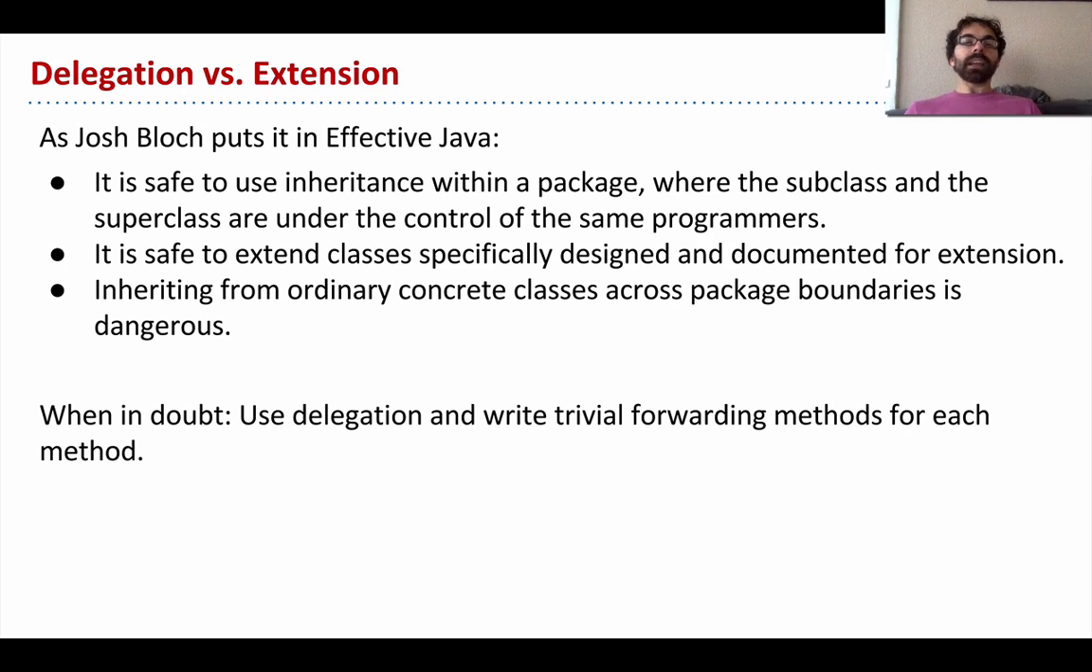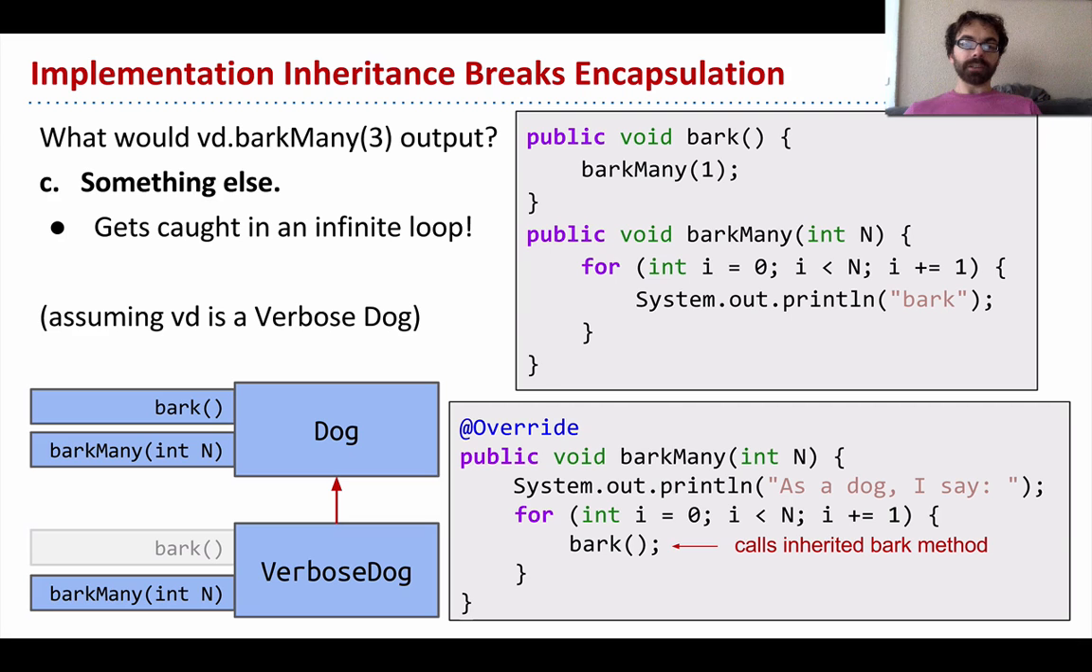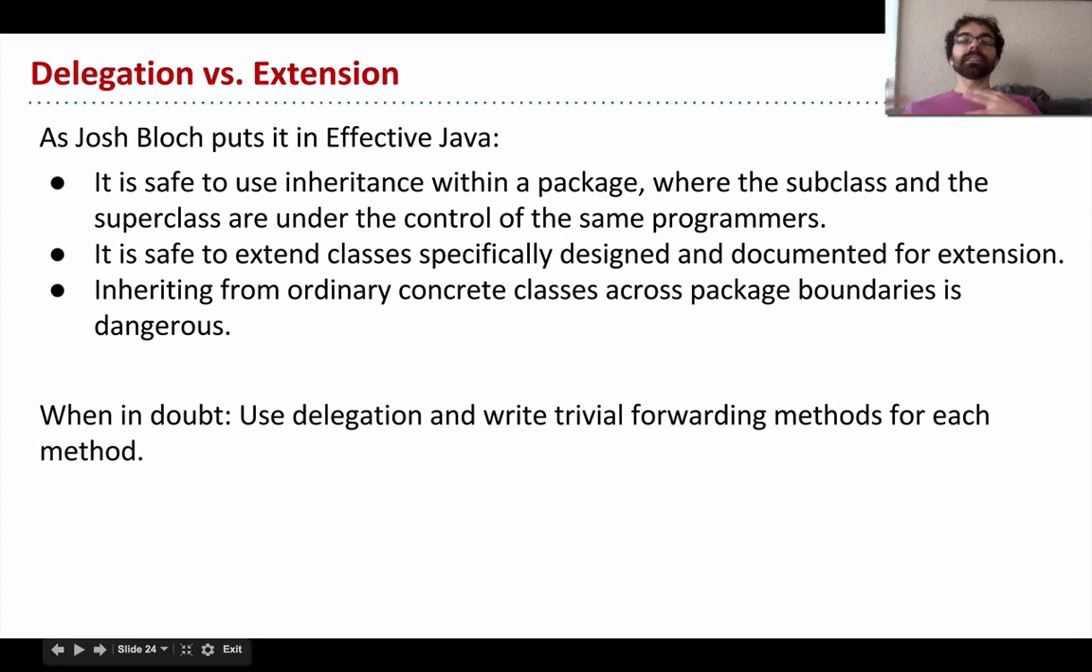It is safe to use inheritance within a package where the subclass and the superclass are under the control of the same programmers, the same people. They know each other, they talk. It is safe to extend classes that are specifically designed and documented for extension. So Dog, for example, was not designed for extension. It had these funny features here. We had bark and barkMany, but nowhere did I have any restriction that said, do not override barkMany and dare call bark. Things will go wrong. So if a class is really well documented, then it can be safe.